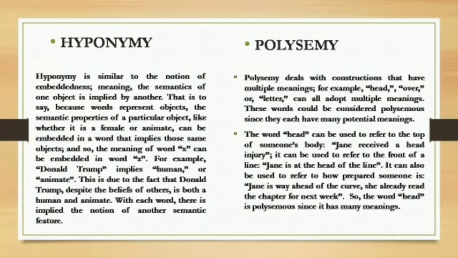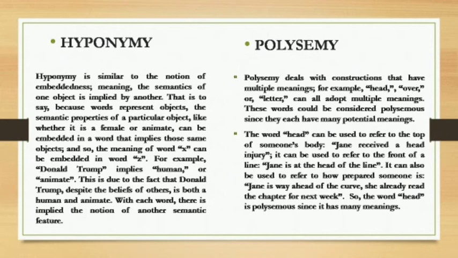The next one is hyponymy. Hyponymy is similar to the notion of embeddedness, meaning the semantics of one object is implied by another. That is to say, because words represent objects, the semantic properties of a particular object, like whether it is female or animate, can be embedded in a word that implies those same objects, and also the meaning of word X can be embedded in word Z.